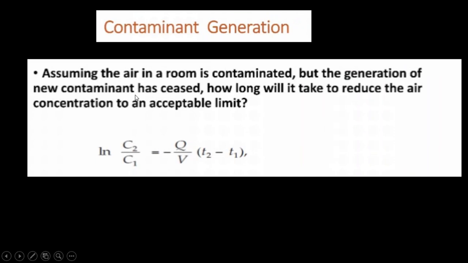If the scenario changes, and our contaminant is no longer being generated, our operation has stopped, then in this formula G, the contamination rate, will become zero, and our formula will take the form like this. And we use this formula mostly. For example, there is a 200 ppm concentration inside the room, and we have stopped the operation which is generating the contaminant.